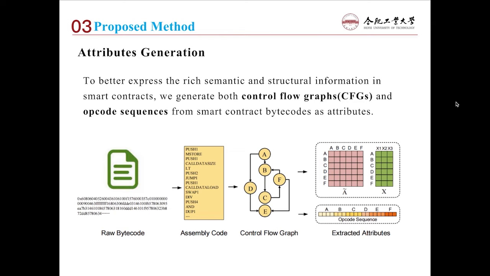Considering that CFGs working at the basic block level cannot capture certain finer-grained information, we further extract the opcode sequences in each basic block and concatenate them together in the same order as the basic blocks appear. Before feeding the opcode sequences into the neural network, we map each opcode to a unique integer.